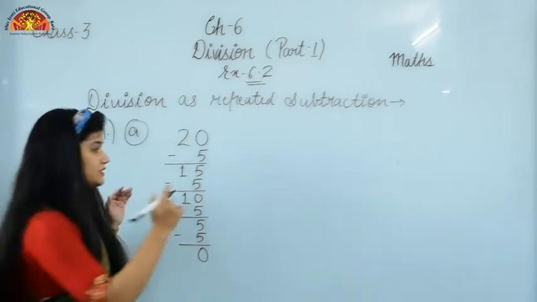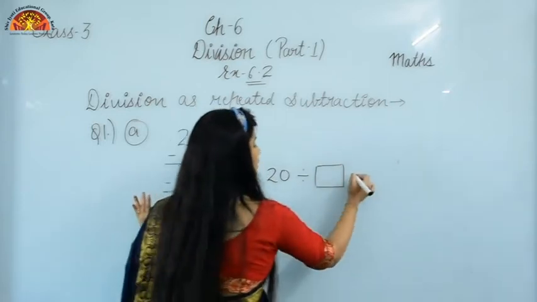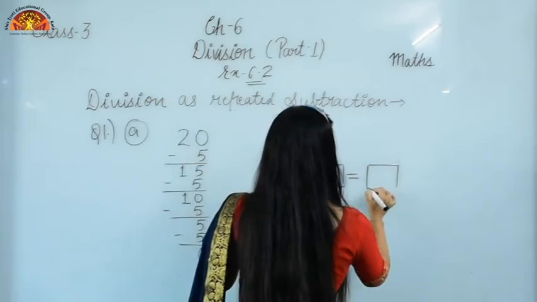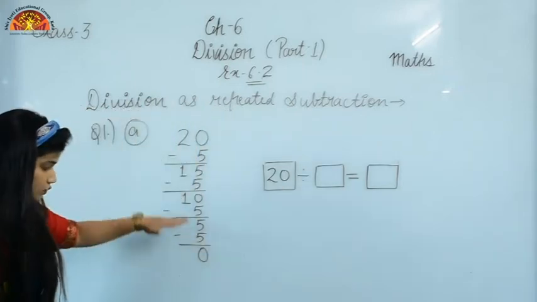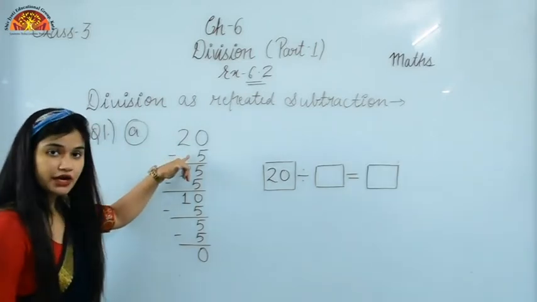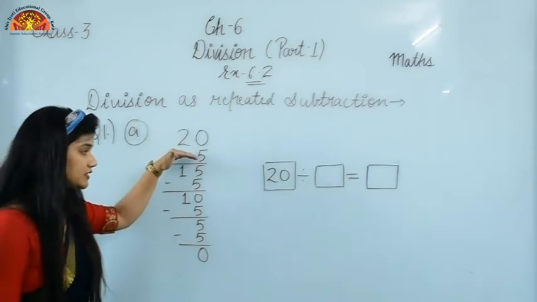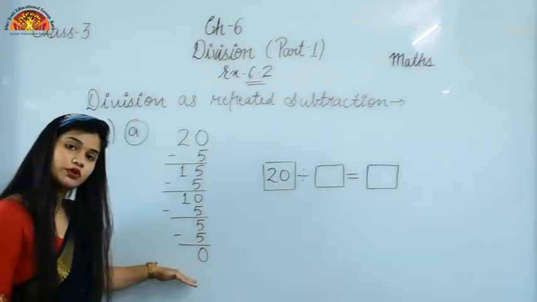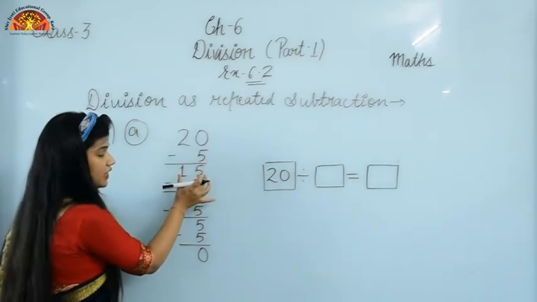Now what is the question asking? Question is asking 20 divided by dash is equals to dash. So just look at this question. First number you can see 20 here, और 20 से आप क्या subtract कर रहे हो? You are subtracting 5 from 20. हमने 20 में से 5 subtract किया and then we get 15, and this is given in the question. ये जो complete है ये हमें question में given है. Is it clear? So now if we are subtracting 5 from 20 we are getting 15.